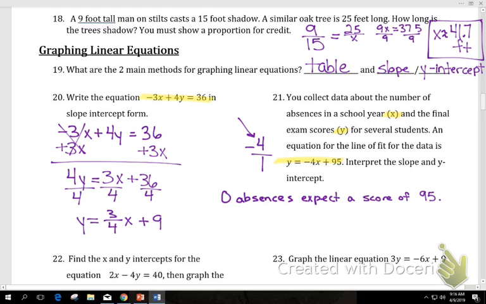So we are predicting, based on the slope, that the score will drop. Okay, ignore the screen for a second. I'll turn it back on. The score will drop 4 points for each absence. Okay, does that make a little more sense now?